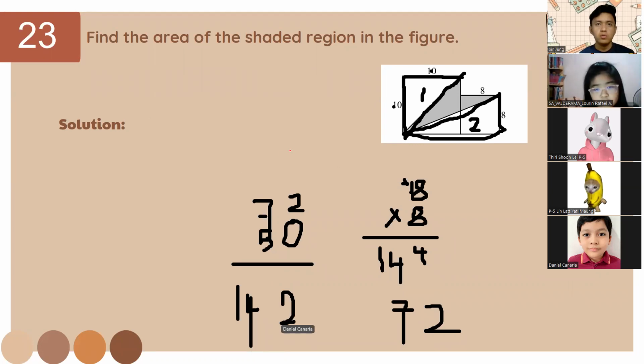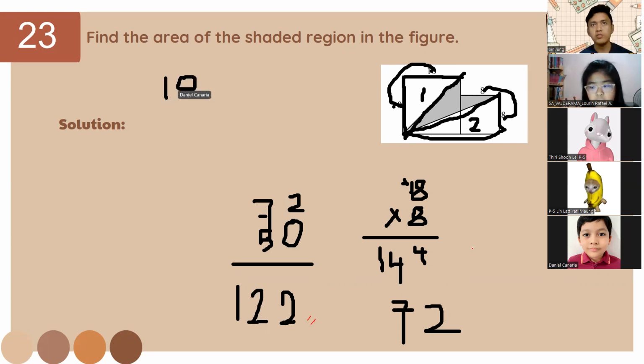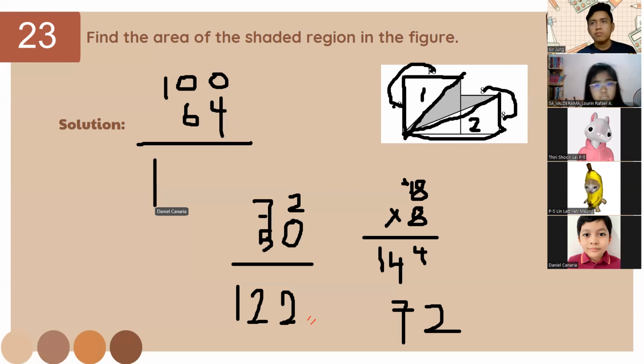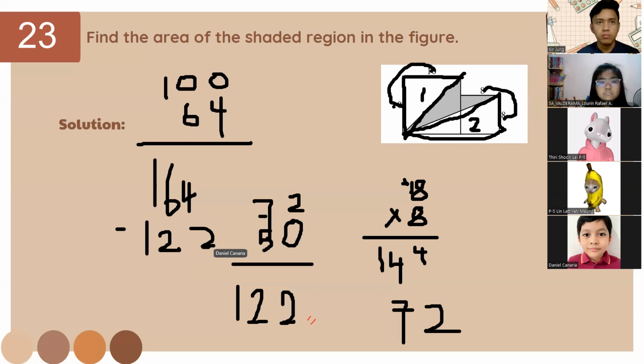Okay. No, wait, it's not 142. Let's reset that one. That's 122. Okay, yes, that's correct. So then we find this square plus this square. So that's 10 times 10, that's 100, plus 64 is 164. And now we subtract 122 to get 42. Yes, that's the correct answer. So the answer is 42.